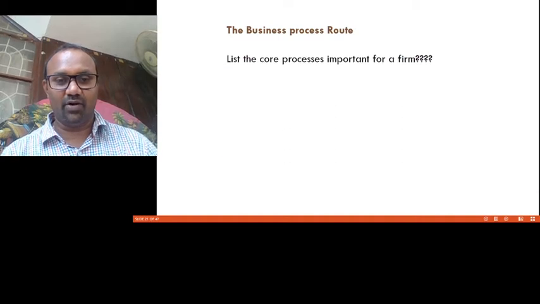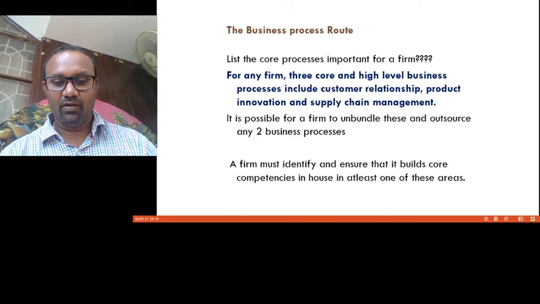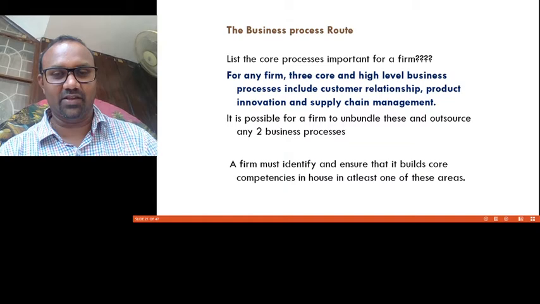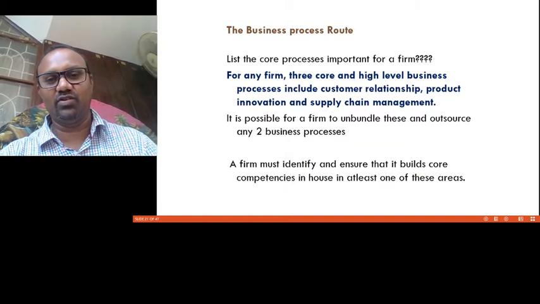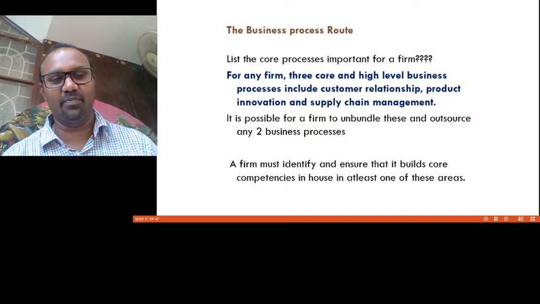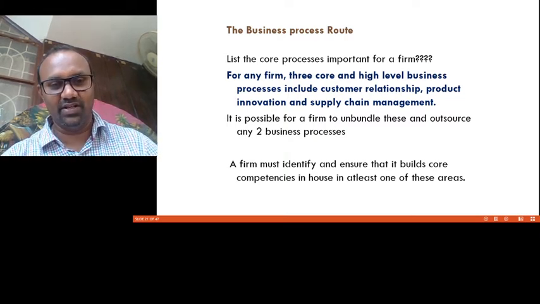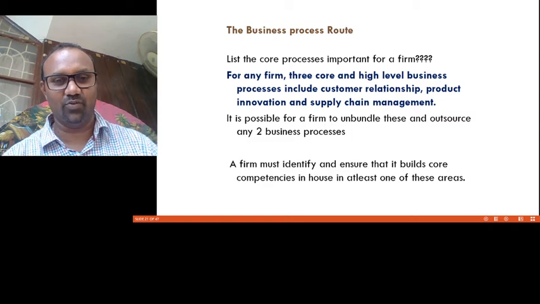So let's look at what the first method will be. The business process route, where a firm will have to list out all its core processes. So that could begin with procurement, manufacturing, transportation, warehousing. Then it could be retailing, it could be customer service. So you list down all those business activities that you are doing.